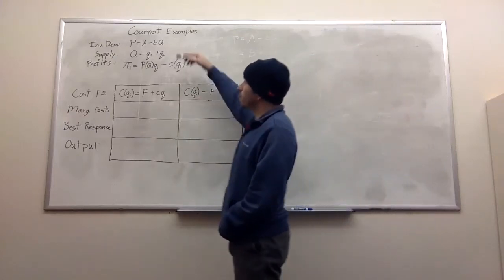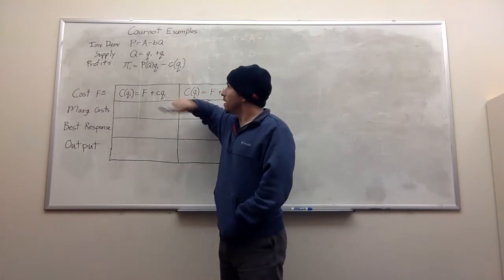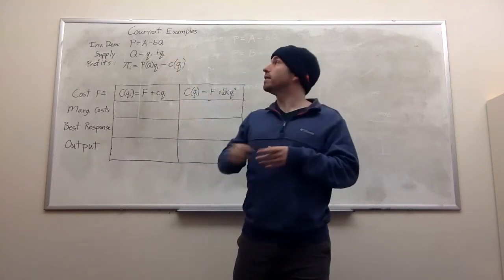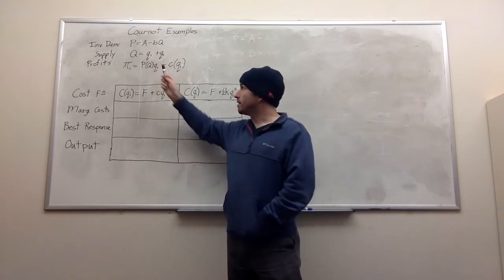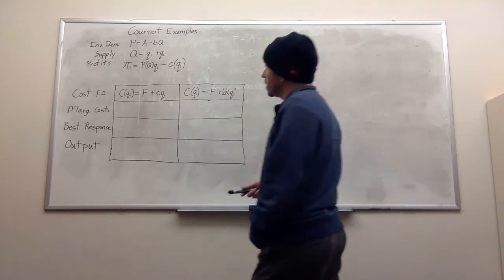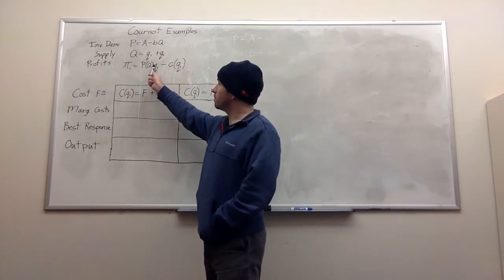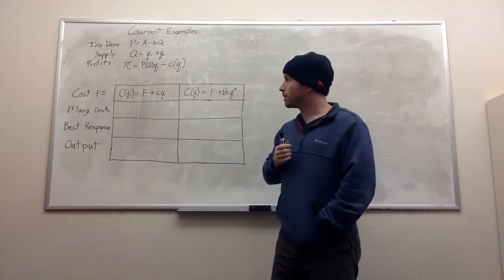So we have our inverse demand function up here. P is a function of Q. Total supply here is going to be little q1 plus little q2. And each firm has profit, P of Q times their own little q minus the total costs of their little q.